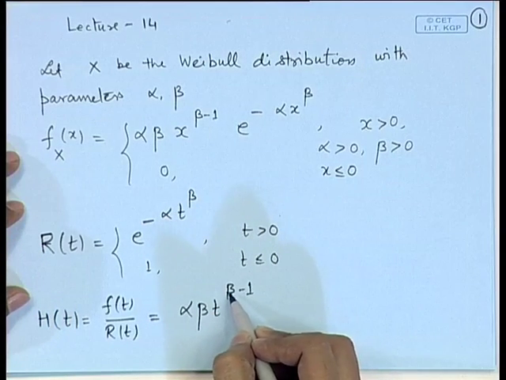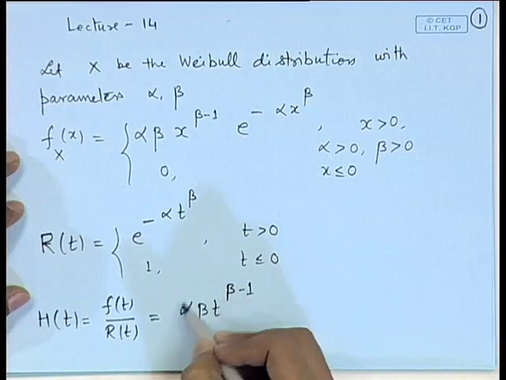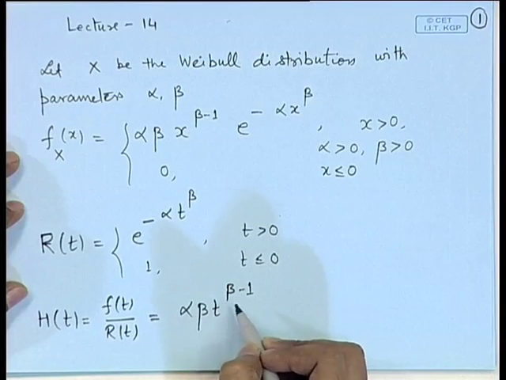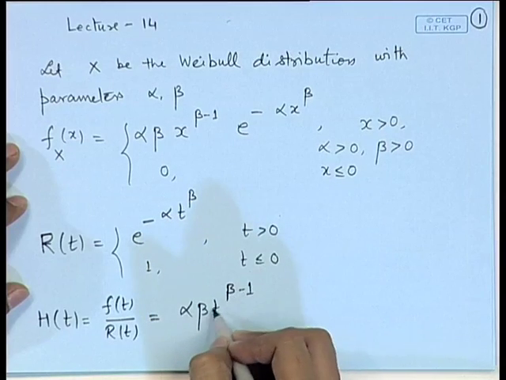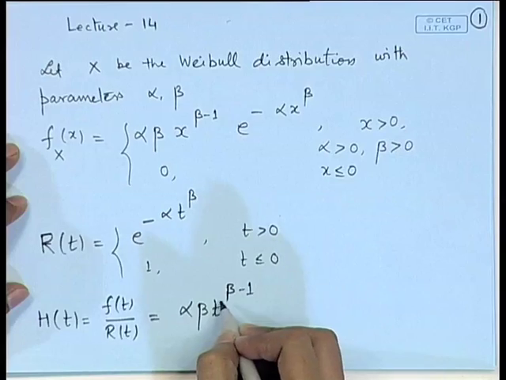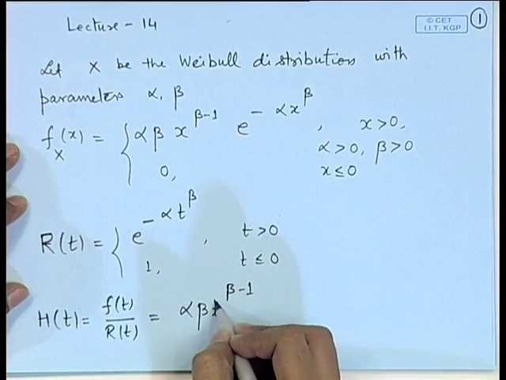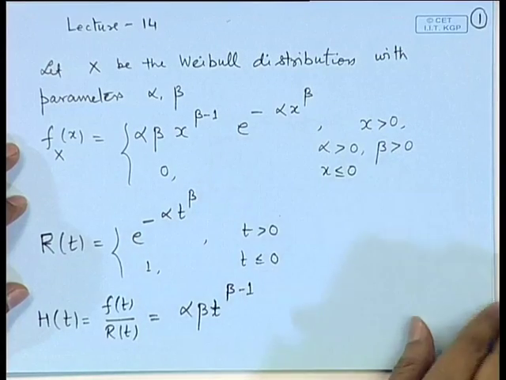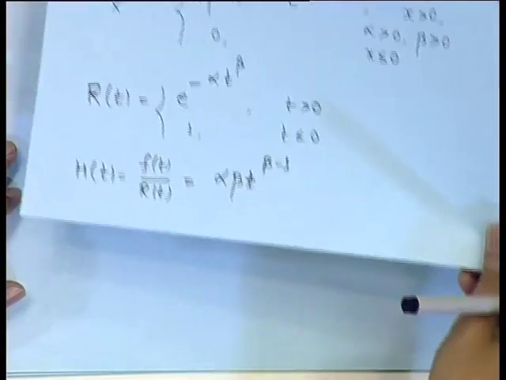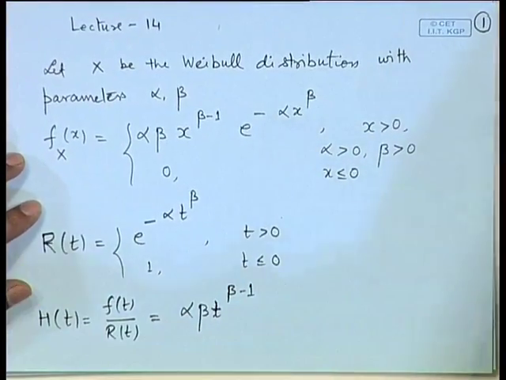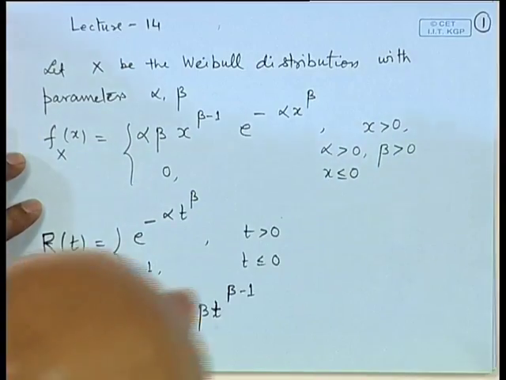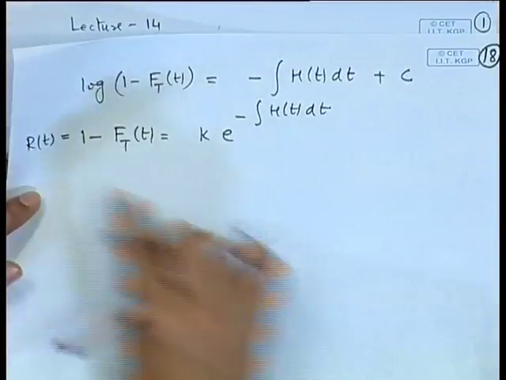Notice here that if beta is taking a positive integral value, then this is a polynomial function. On the other hand, if beta is a fraction, suppose beta is a number less than 1, then it will become an increasing hazard rate as t increases. If we are given h(t) equal to this, then we can use the formula for the calculation of reliability from here.